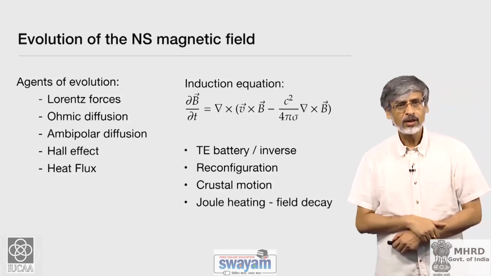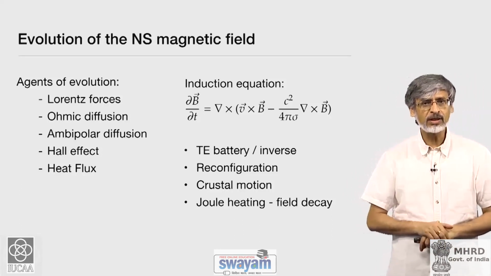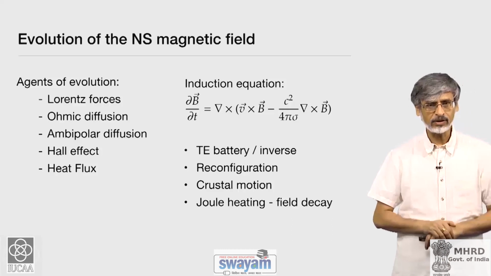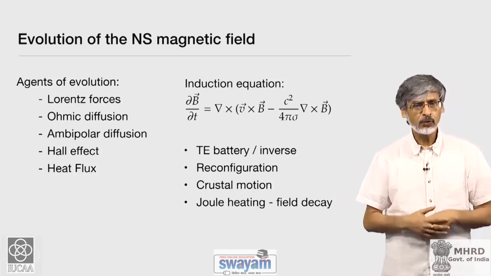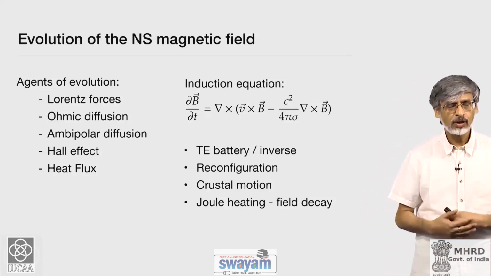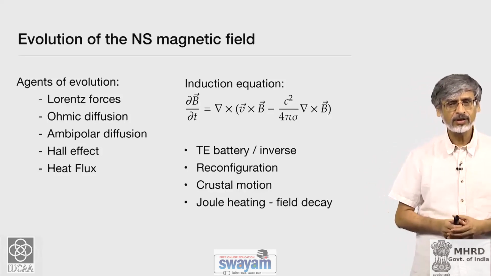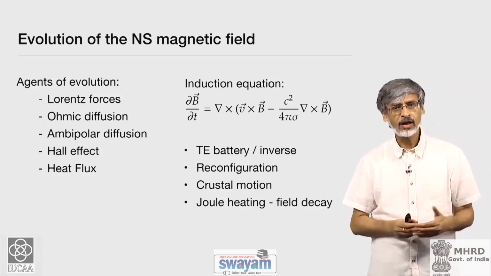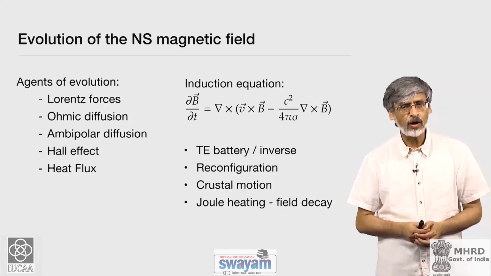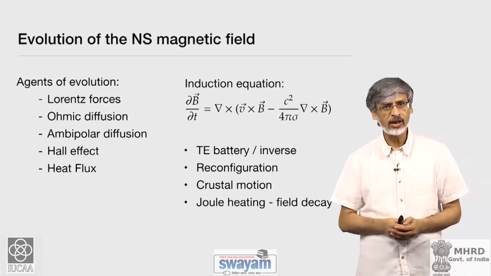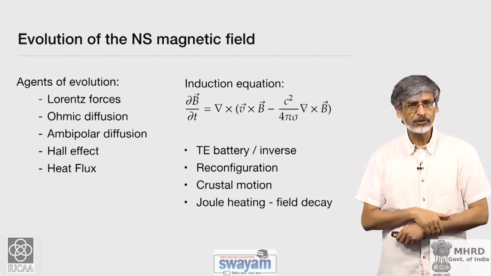Ambipolar diffusion is important in the situation where you have a mixture of charged particles and neutral particles, which you do have in the neutron star. So, with the motion of charged particles with respect to the neutral particles, the charged particles feel the magnetic field, the neutral particles do not, and as the charged particles move under the influence of the magnetic field, they scatter off the neutral particles and thereby lose energy, which causes the magnetic field to evolve. So, that is ambipolar diffusion.